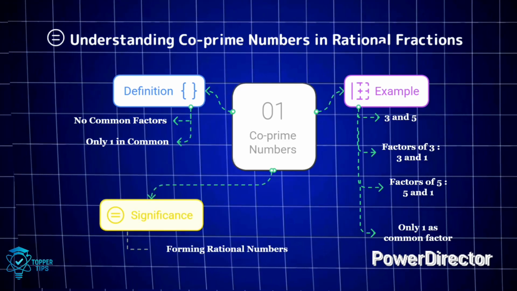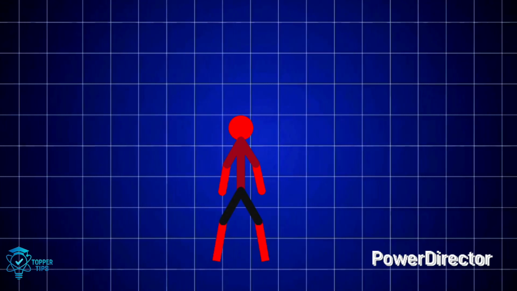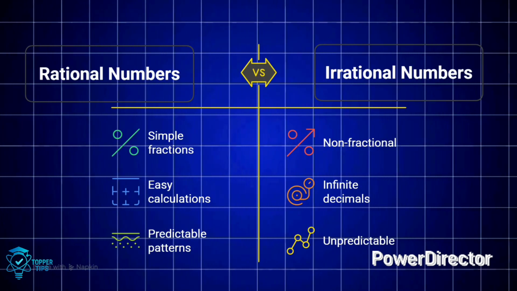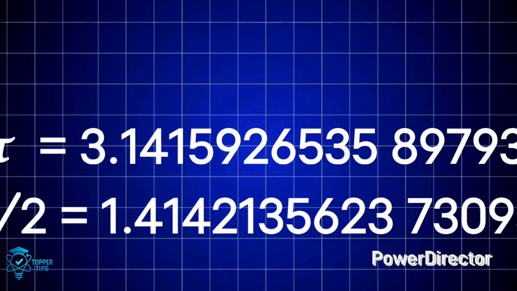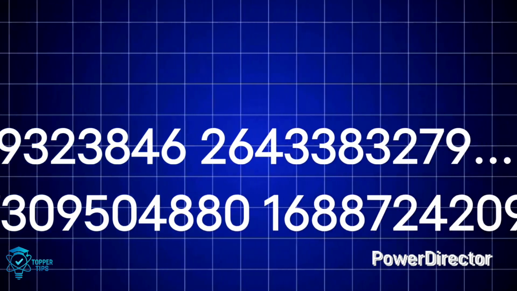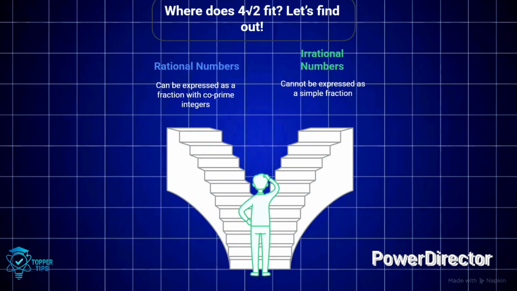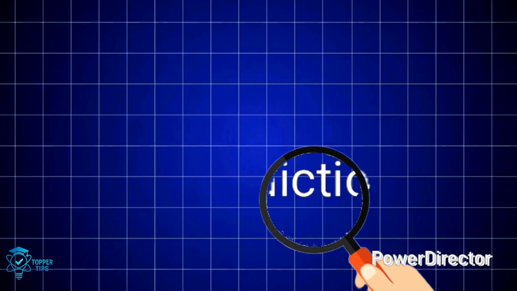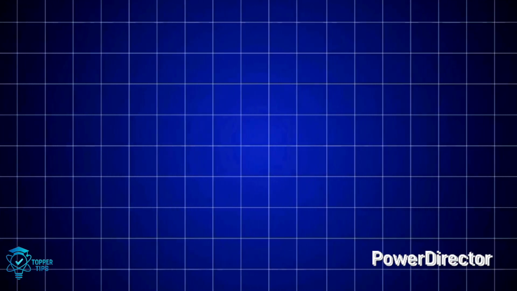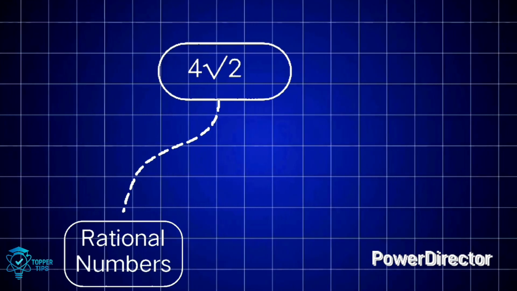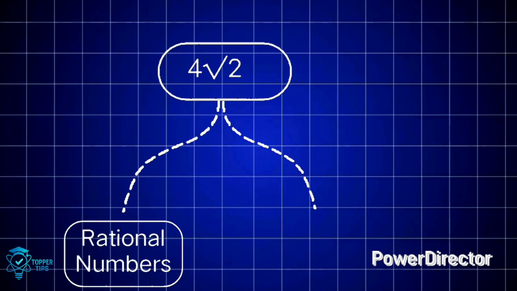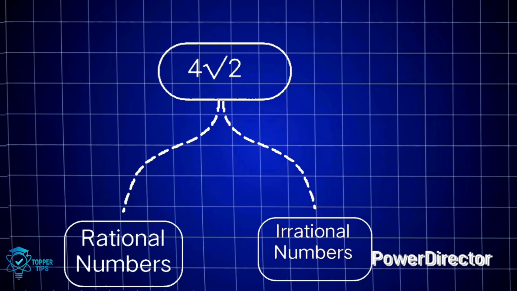Easy, right? On the flip side, irrational numbers are the wild ones. They can't be tamed into a simple fraction. They just keep going, like pi or square root 2. So where does 4 square root 2 fit? Let's find out. To figure this out, we're going to play a little detective game called proof by contradiction. It's like saying, okay, let's pretend 4 square root 2 is rational, and see if that makes sense, or if it totally falls apart. Spoiler, it's going to get wild.